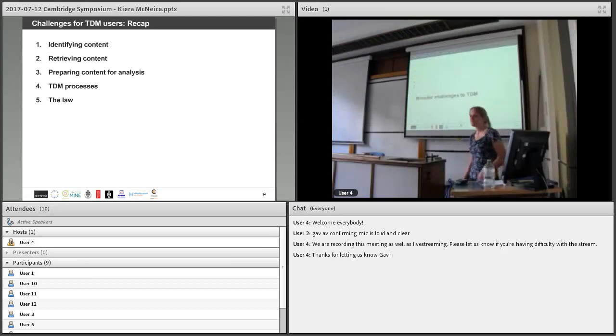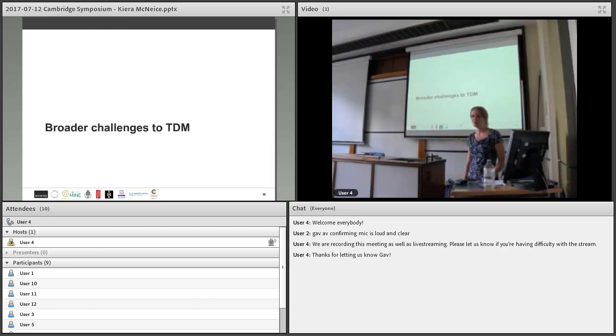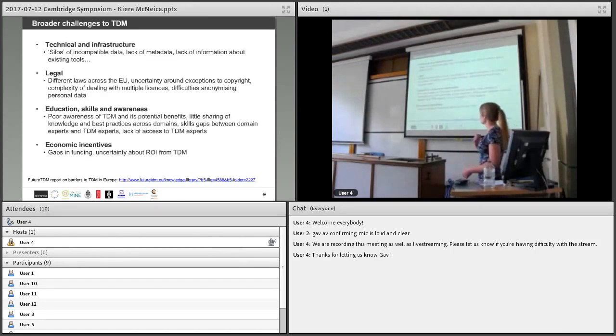So, this has all so far been about what the actual TDM users want to do with text and data mining. The project has also been looking at some of the broader challenges in the TDM landscape, which aren't necessarily specifically related to the people carrying out text and data mining. I won't go into these in a lot of detail here, but you can find the full report on our website. Essentially, we've split them into four areas.